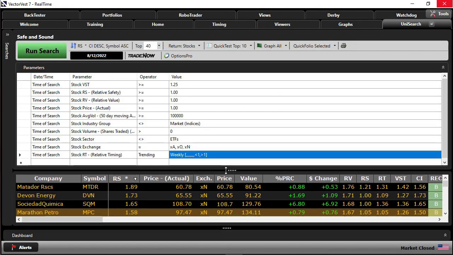I wanted to leave you with an idea or a basic concept of finding fundamentally sound companies with high CI ratings. We're adding the technical layer to it with our long-term trend indicator, CI, and then applying the RT indicator just first crossing above one, giving you a nice new emerging short-term trend within a strong underlying uptrend.